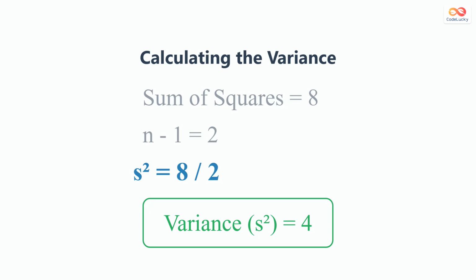Let's finish the math. Our sum of squares was 8. Our n minus 1 is 2. 8 divided by 2 equals 4. So, the variance of our data set is 4. This number represents the average squared distance from the mean.